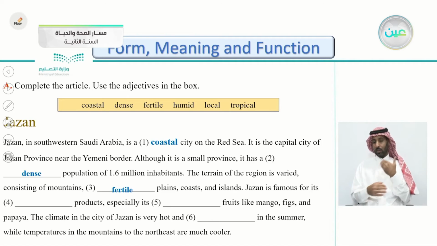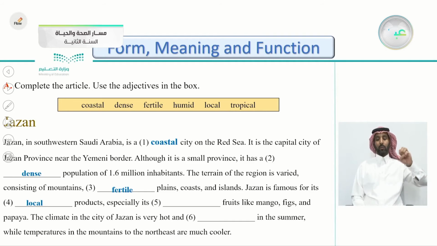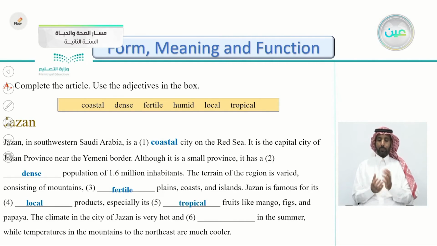So Jazan is famous for its very good local product, something they produce locally from the people themselves, especially its fruits like mango, figs, and papaya. So how do we describe these fruits? What kind of fruits are they? Mango, figs, and papaya. We call them tropical fruits like mango, figs, and papaya.